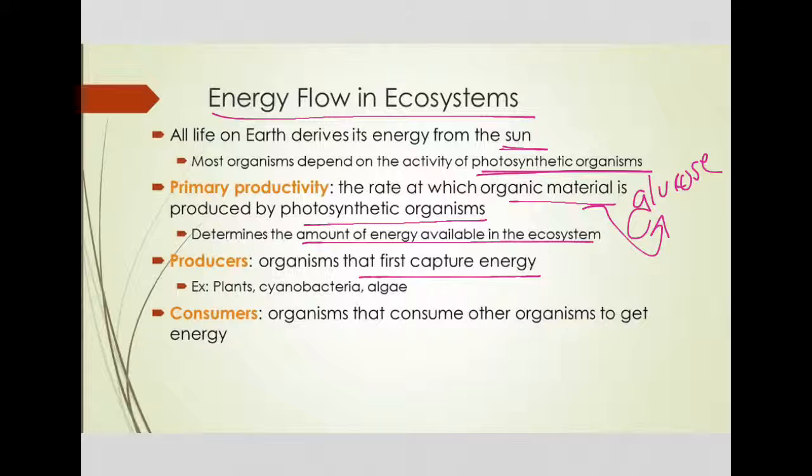These are things like plants, cyanobacteria, and algae. Another term that we have used already to discuss producers is autotrophs. And again, they make that energy via photosynthesis. And then consumers are all organisms that consume others to get energy. We have also in the past called these heterotrophs.